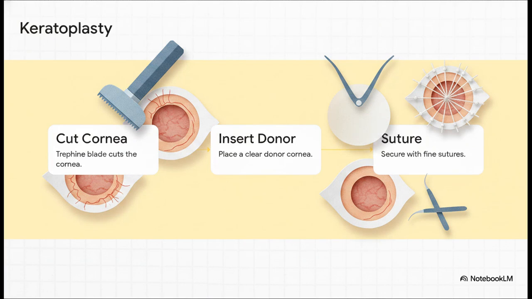Now, if the outer windshield of the eye, the clear cornea, gets severely scratched or damaged, they'll do a keratoplasty, which is a full transplant. They use a circular instrument called a trephine blade. It works exactly like a surgical cookie cutter, spinning to make a flawless circular cut to remove the damaged tissue. Then a perfectly clear donor cornea is dropped into that exact spot and tied down with incredibly fine radial sutures that look kind of like the spokes on a bicycle wheel.